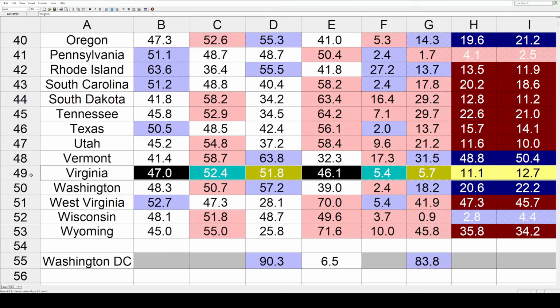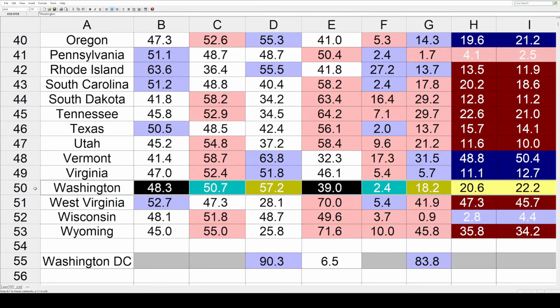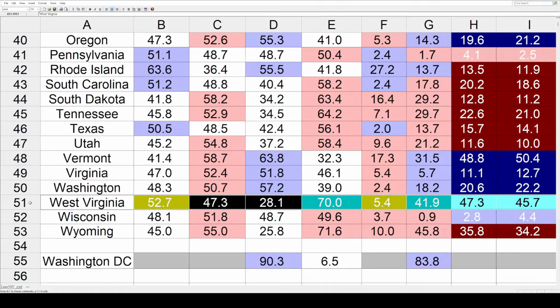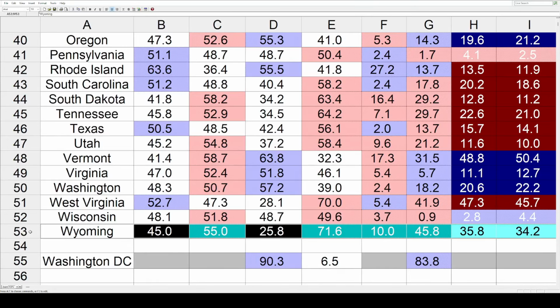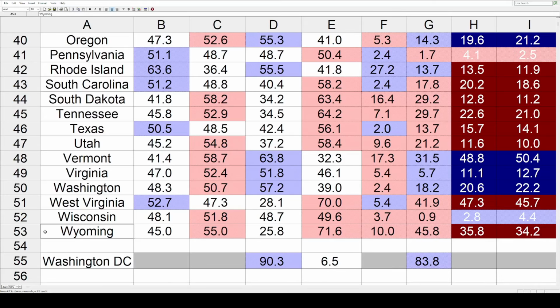Virginia way less than that at 12.7, and Washington is back up there at 22.2. West Virginia had the biggest trend toward the Republicans at 45.7. Wisconsin just a little bit toward the Dems at 4.4, and Wyoming is back toward the Republicans at 34.2. So that's it. Those are all of the states and all of the trends.